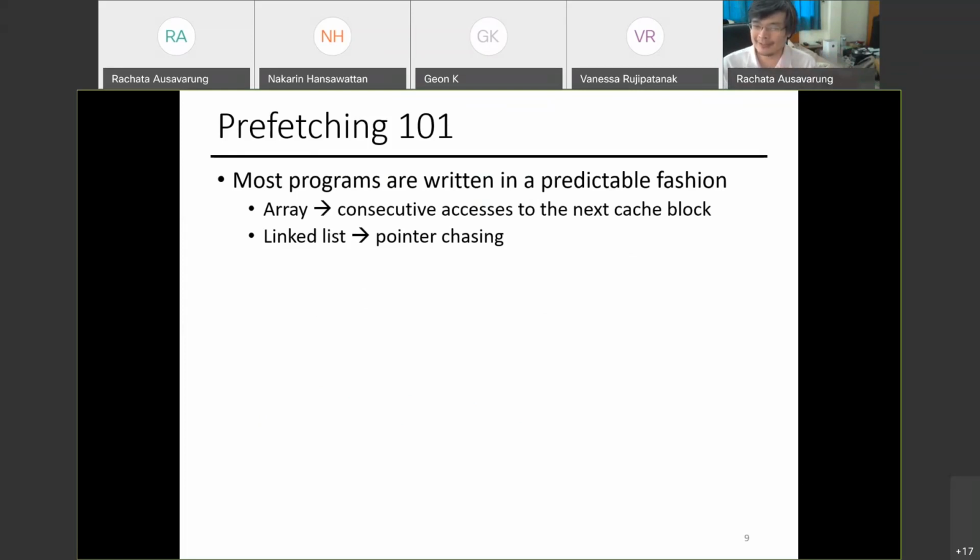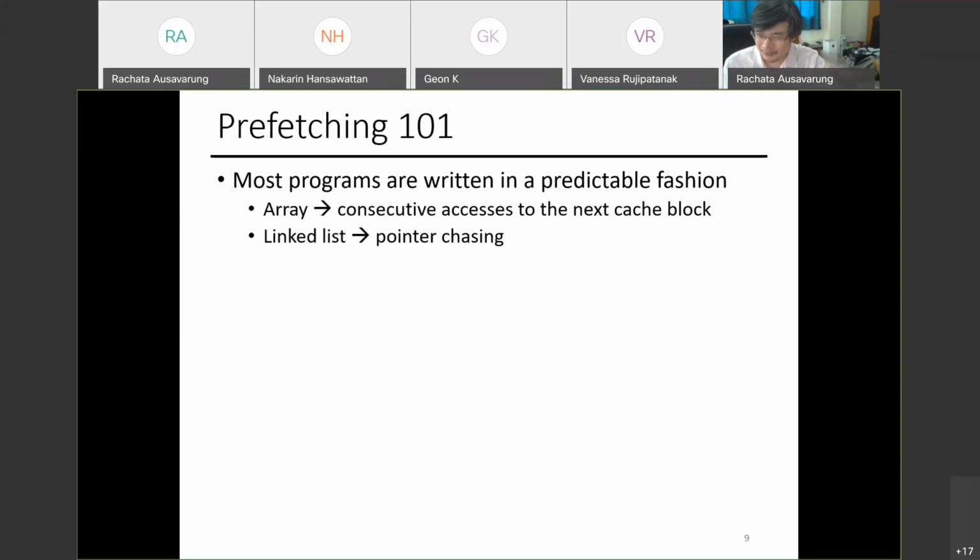So do you agree that when you use the data, there are trends? There are trends that you can predict. What is the next piece of data I will access? If I access A0, I might be accessing A1, right? That makes sense. This makes logical sense, right?